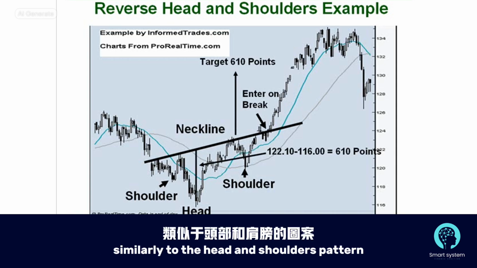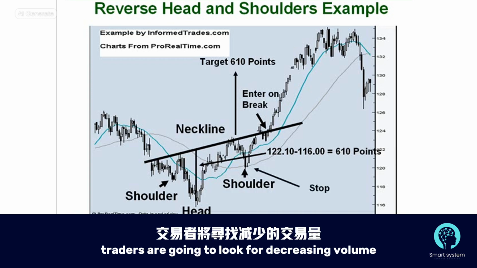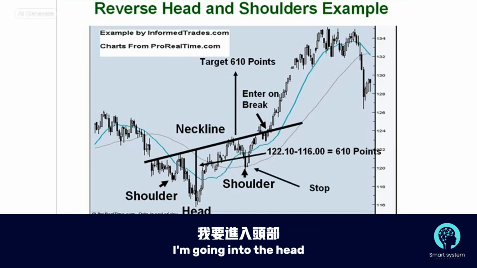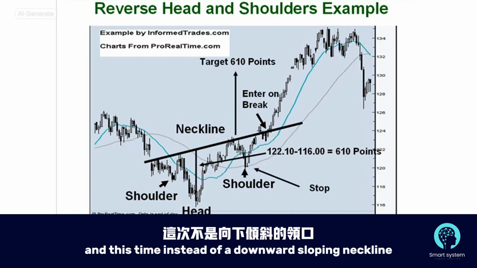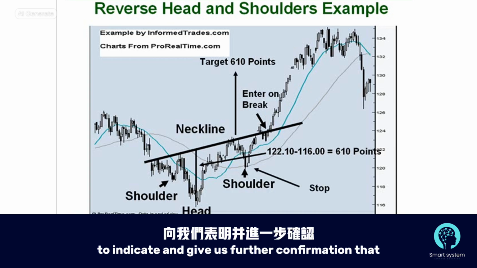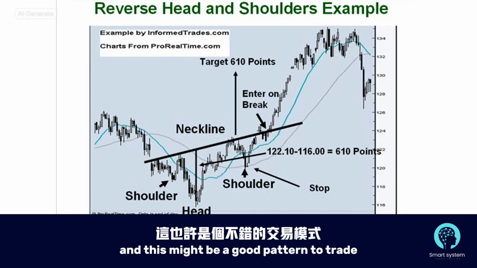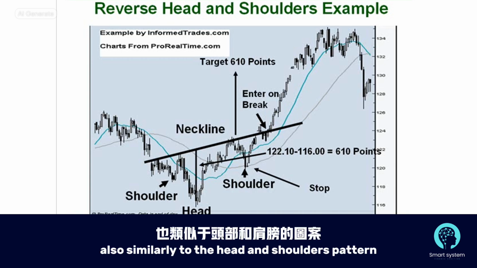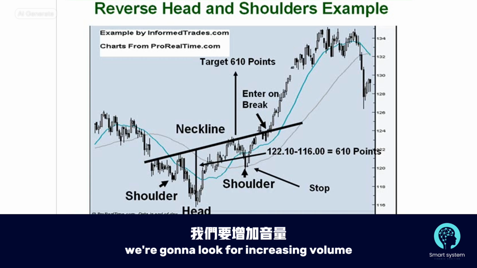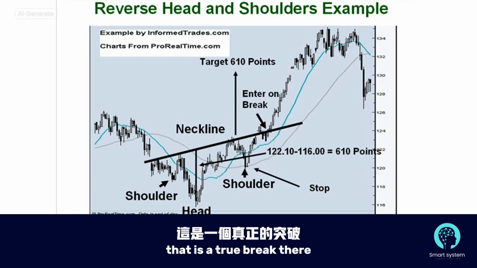Similarly to the head and shoulders pattern, on the reverse head and shoulders pattern, traders are going to look for decreasing volume going into the head and then decreasing volume again going into the right hand shoulder. And this time, instead of a downward sloping neckline, we're going to look for an upward sloping neckline to give us further confirmation that the pattern is in place and this might be a good pattern to trade. Also, similarly to the head and shoulders pattern, we're going to look for increasing volume on the break of the neckline as further confirmation that it is a true break there.